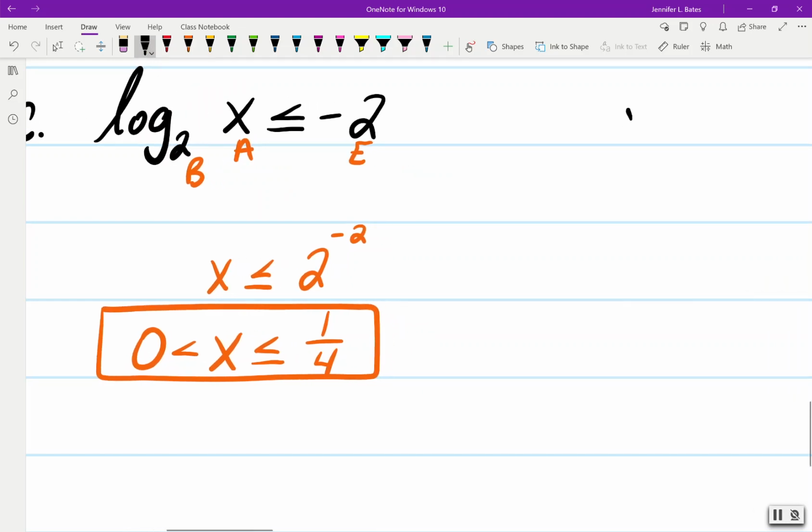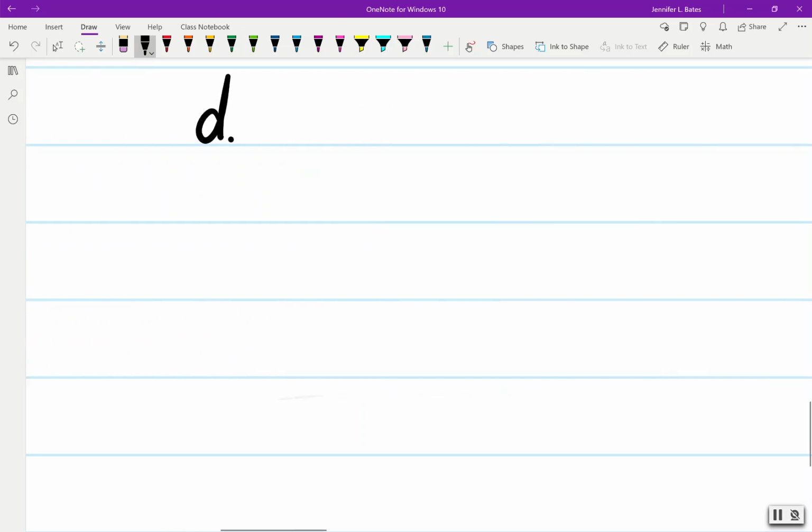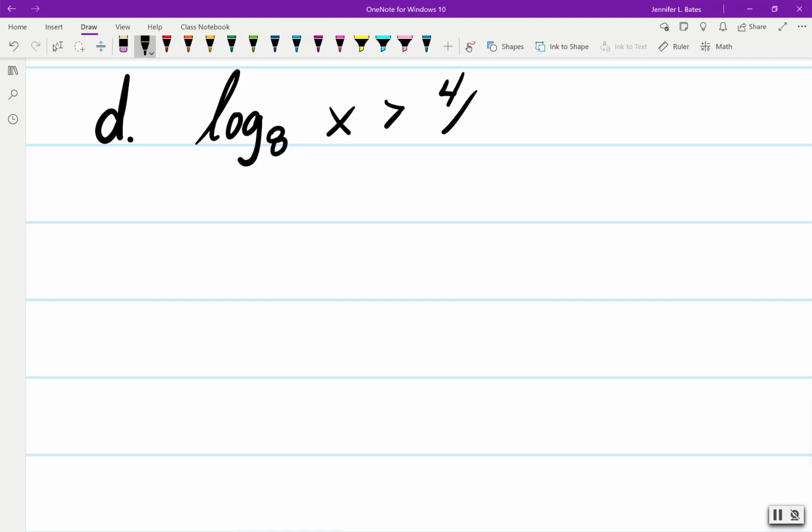Let's do another one, example D. In example D, we're given log base 8 of x is greater than 4/3. Trying to solve for x, but the x is trapped inside the log. So I'm going to switch forms. When I switch forms, I have a base raised to an exponent equal to an answer. We're going to put that answer on the left so we can drop down the inequality sign.